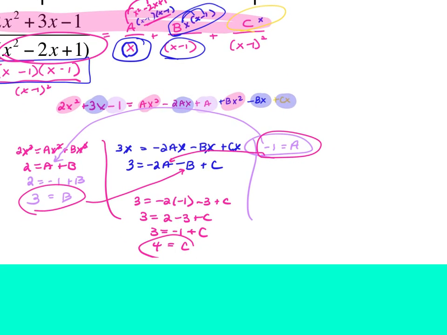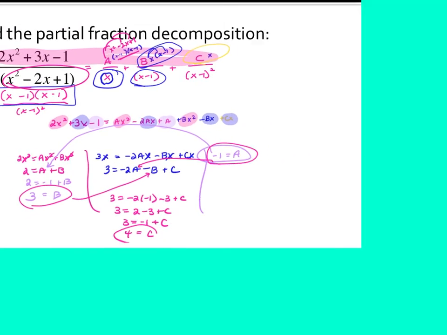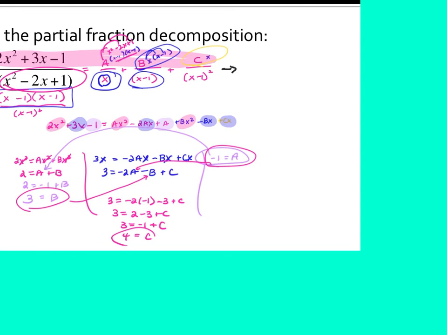And now I've got a, b, and c that I'm going to plug into my original fraction up here. A is negative 1, so minus 1 over x. B is 3, and C is 4.